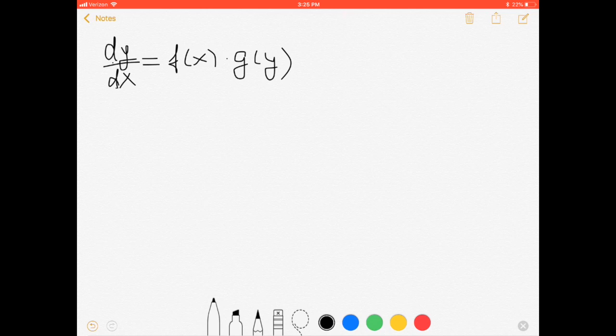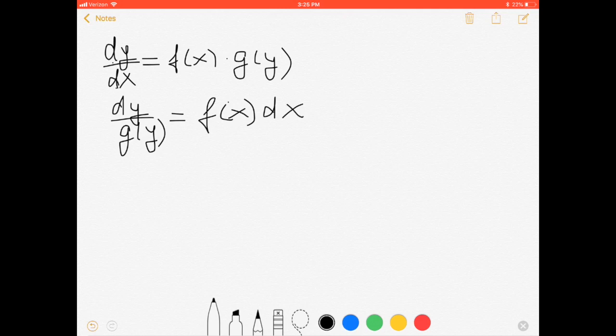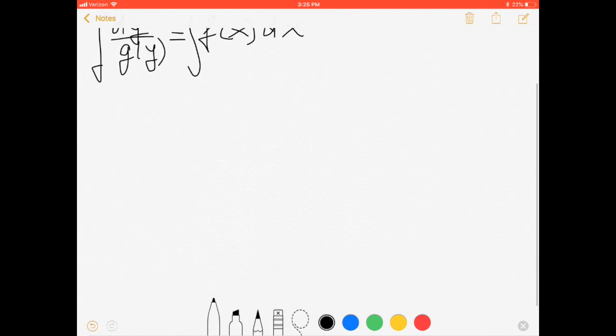What will this be here? It will be dy over g(y) equals f(x) dx. Take the integral of both sides, the right with respect to variable x and the left with respect to variable y, and you have the solution. Don't forget to add c.